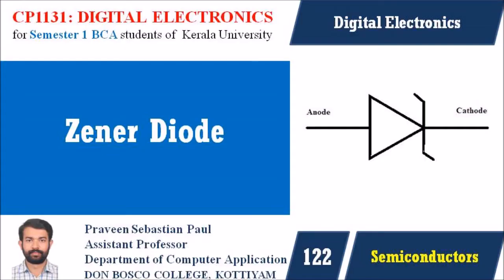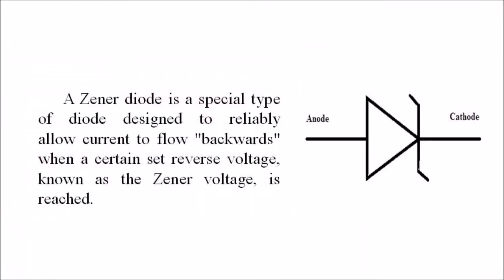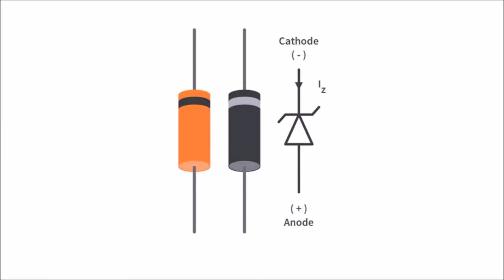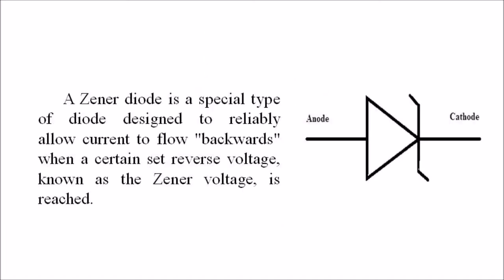In this lecture, we are discussing what is a Zener diode. A Zener diode is a special type of diode which is designed to reliably allow current to flow backwards when a certain set reverse voltage known as Zener voltage is reached. A Zener diode is a silicon semiconductor device that permits current to flow in either a forward or reverse direction, and the diode consists of a special heavily doped p-n junction designed to conduct in the reverse direction when a certain specified voltage is reached.